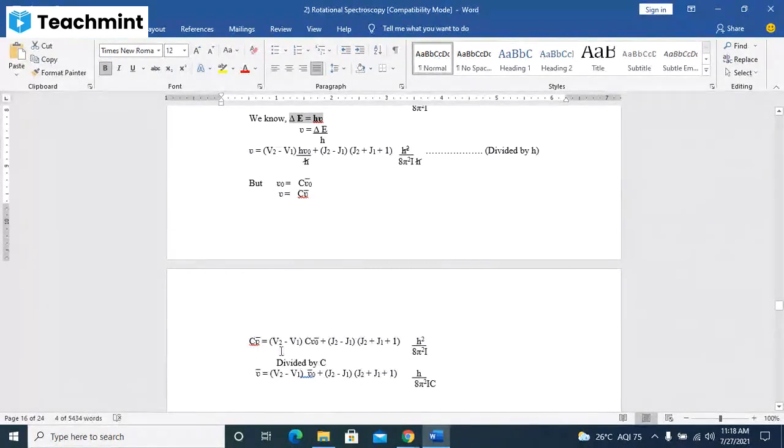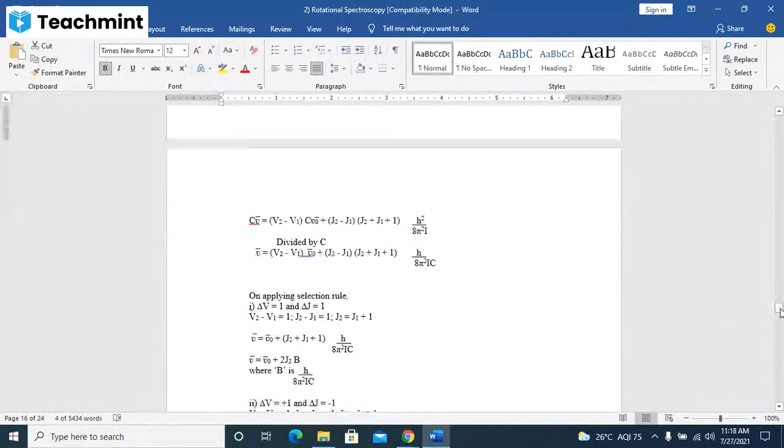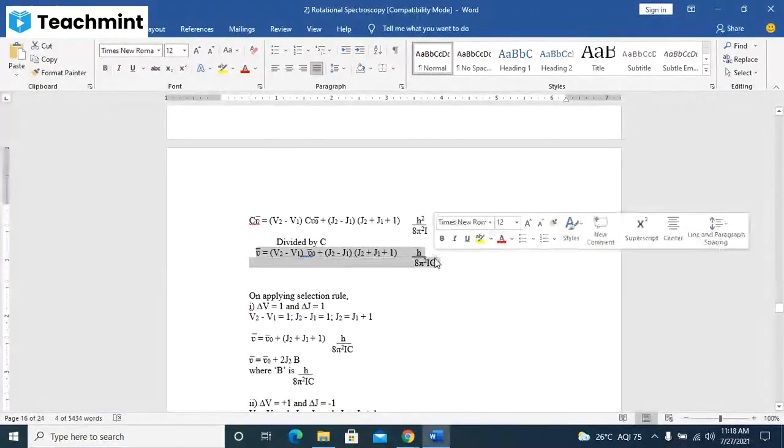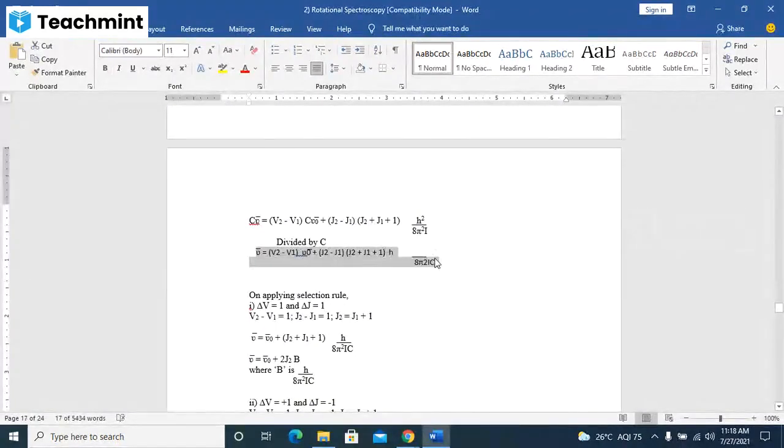Okay, then c nu bar is equal to V2 minus V1 c nu 0 plus J2 minus J1 in bracket J2 plus J1 plus 1 h square upon 8 pi square I. Then we'll divide by c on both sides. c will get cancelled and you will get the equation nu bar is equal to V2 minus V1 nu 0 bar plus J2 minus J1 in bracket J2 plus J1 plus 1 h upon 8 pi square I c.